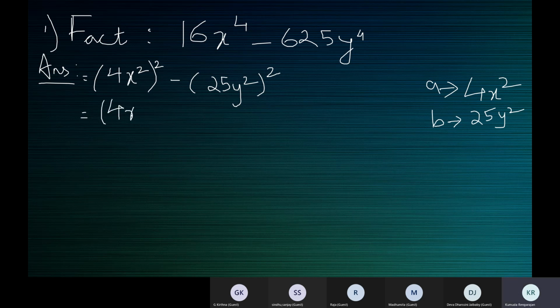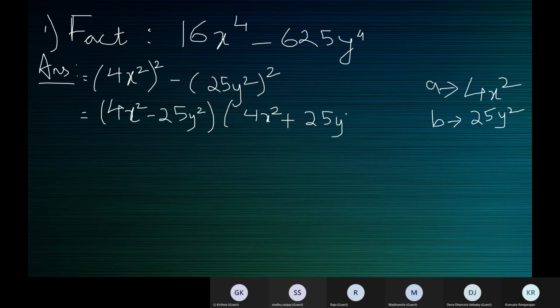Let's write a minus b first. A minus b into a plus b. Now we have a few more steps to complete the factorization, children. What is the next step?